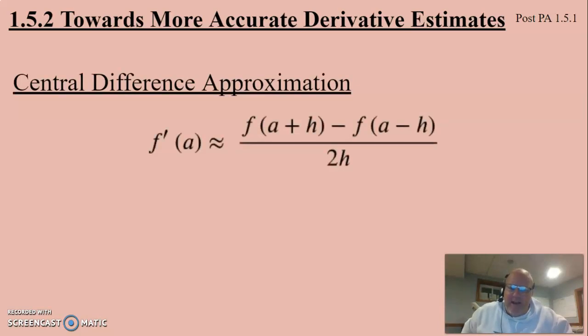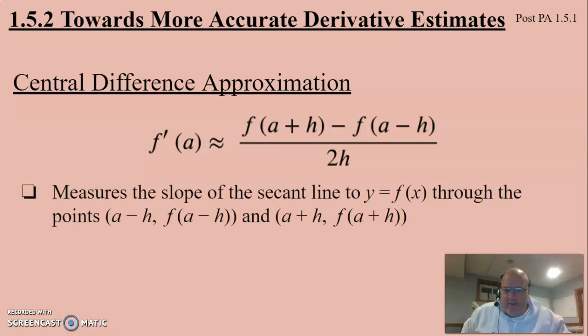f prime of a is going to be approximately f of a plus h minus f of a minus h over 2h. It's basically taking the slope of the secant line for h distance to the right of a and h units to the left of a. All right, so it measures the slope of the secant line between those 2 points. And that's where we will stop.